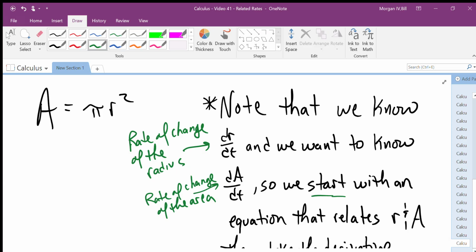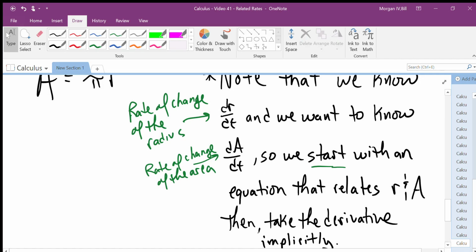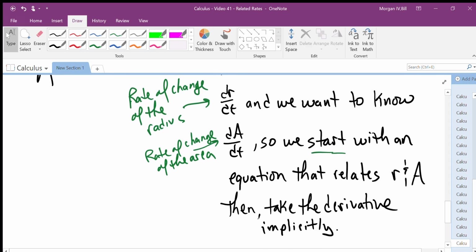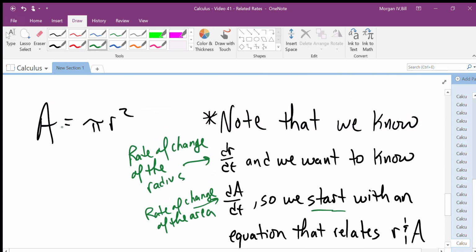So we take a look at the rates of change, and we want to relate with some equation the things we know, dr dt, with the things we want to know, dA dt. So we first start with an equation that simply relates r and A, radius and area, and then we take that derivative implicitly. Okay? So the formula A equals pi r squared is exactly what we want to use here, because it relates A, the area, with the radius r. So when I take the derivative implicitly with respect to t, a dA dt will show up and a dr dt will show up, and that's what I want.